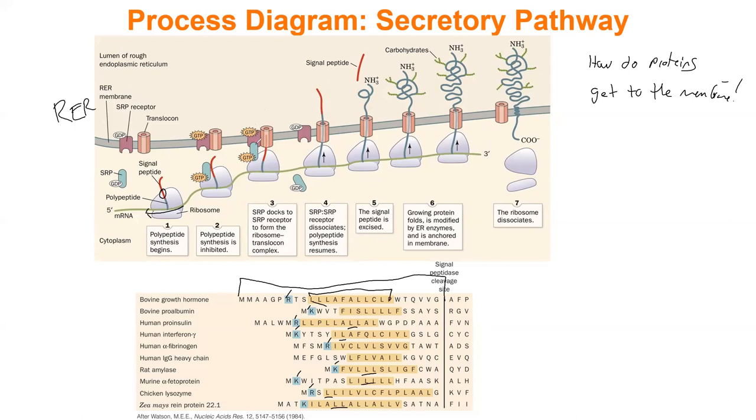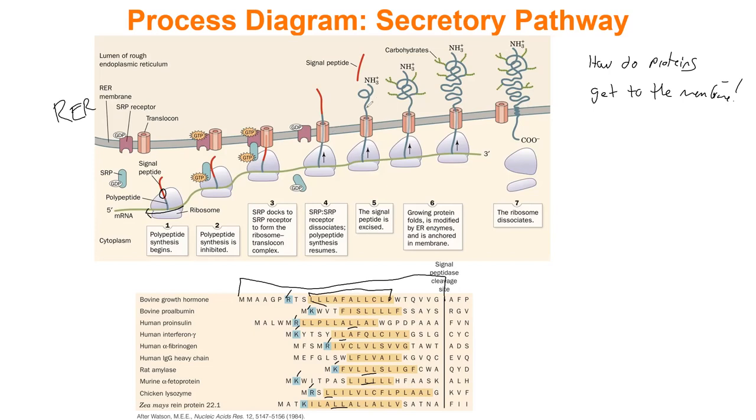Once this complex has been formed, the GTP of the SRP and receptor both go to GTP. So they have a reaction. And once that energy has been spent, they kind of fly away from each other. Like SRP did its job. It brought the ribosome to the translocon. So it's going to go and find another signal peptide to bind to. Once the SRP is gone, you are now free to continue to make your protein.